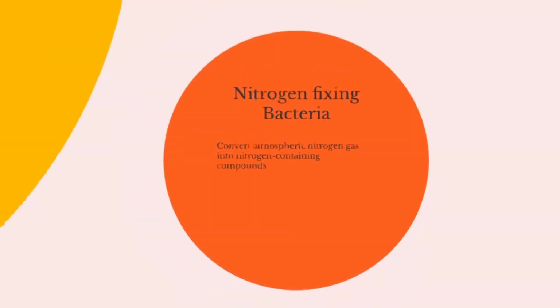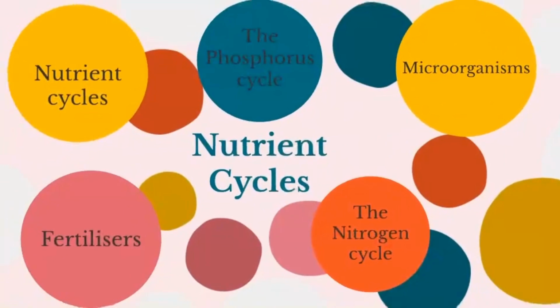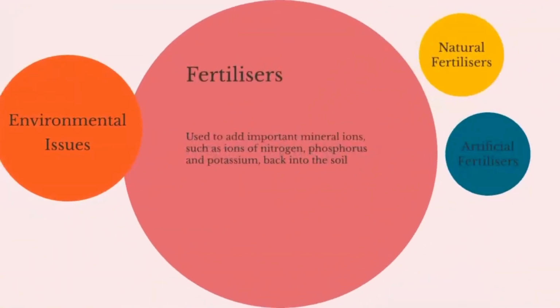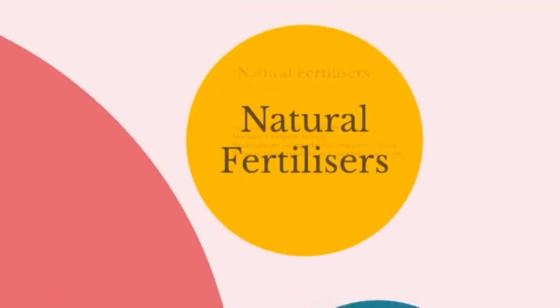And the last thing we're going to talk about today is fertilizers. So I think everyone has heard of fertilizers, and fertilizers are used to add different nutrients and mineral ions into the soil. So some of these ions include nitrogen, phosphorus and potassium. So fertilizers are really important to keep the soil nutrient rich so that plants can grow well. And we can split fertilizers into two different categories. We have natural fertilizers and artificial fertilizers. So let's start with the natural fertilizers.